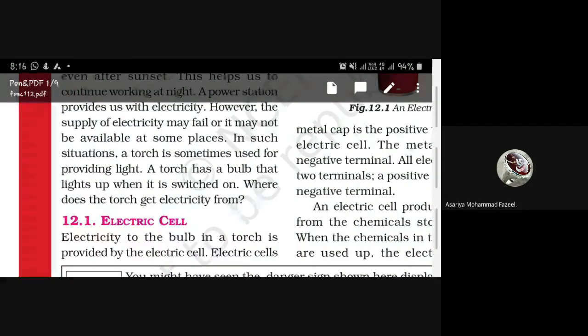a torch is sometimes used for providing light. A torch has a bulb that lights up when it is switched on. Where does the torch get electricity from?